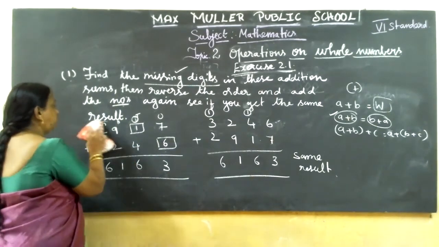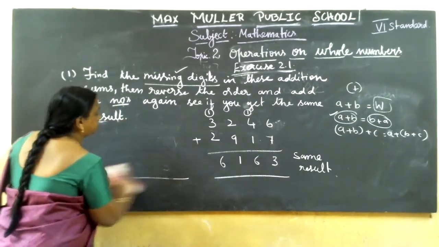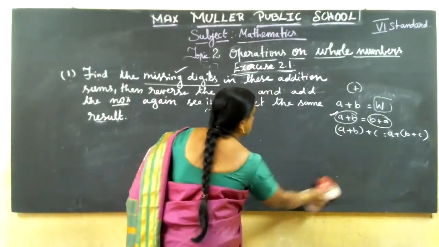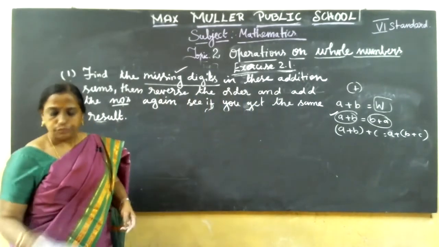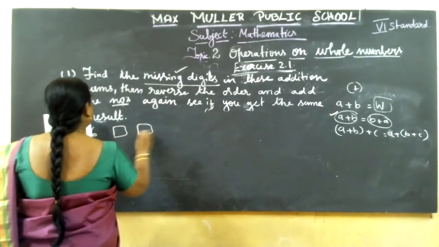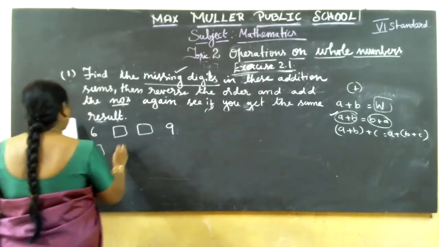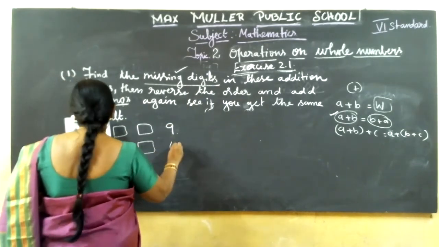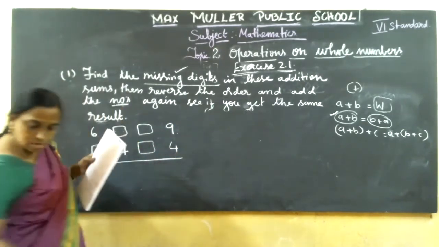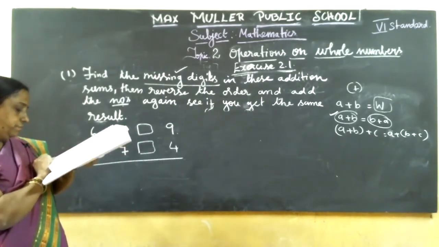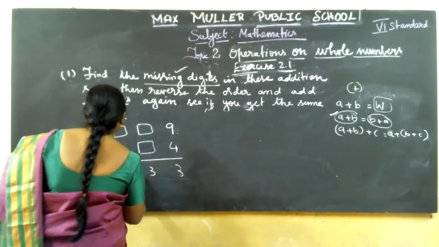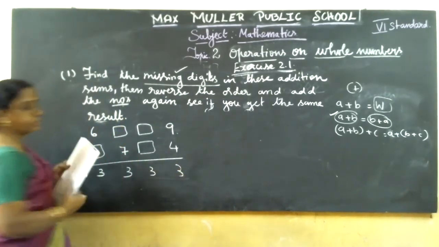Now question number 2, same meaning. 6 dash dash 9 dash 7 dash 4 here, answer 3 3 3 3 3 1. Okay, you should get this answer.